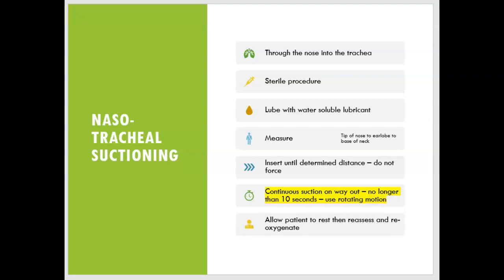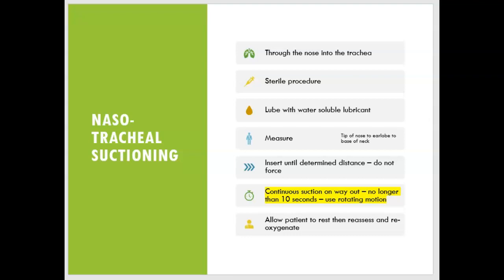So when you go to do the procedure, which again, there's going to be another video in your module about this, you insert as far as the distance that you determined by measuring from the tip of the nose to the earlobe to the back of the neck. If you ever meet resistance, do not force that catheter, because there are a lot of soft tissues back there that you could damage and even poke a hole through. So do not ever force any kind of tube into anybody.